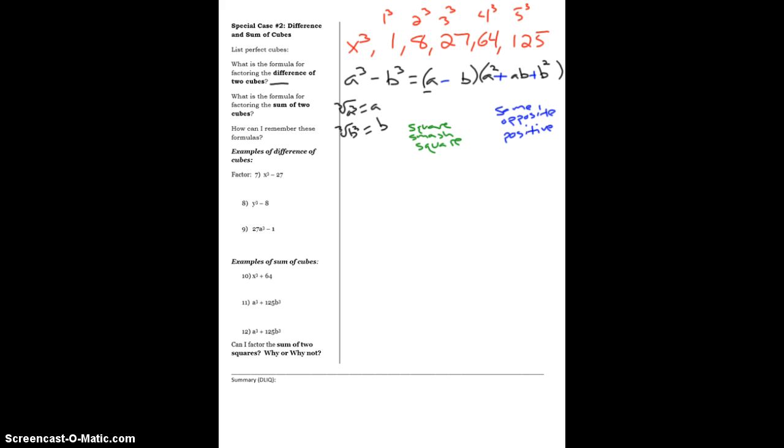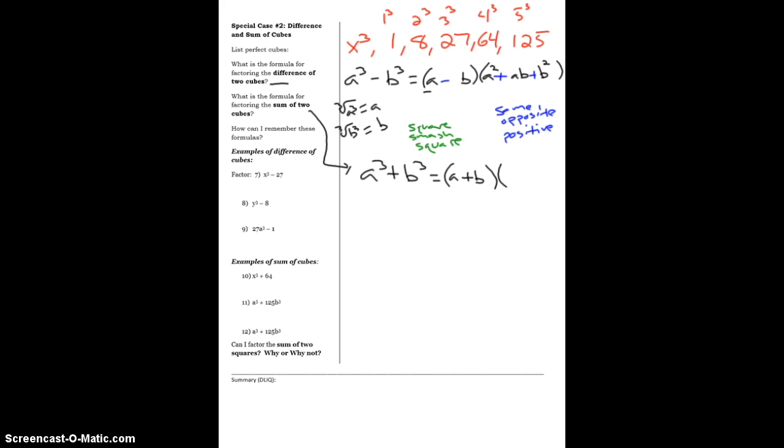Sum of cubes is very similar. I'm just going to write the formula up here for sum of 2 cubes. If you ever have a cubed plus b cubed, it's going to be very similar. Okay? Same rules apply as you're going to square, smash, square and same, opposite, positive. So your factors will look very similar. This time it's a plus sign though.